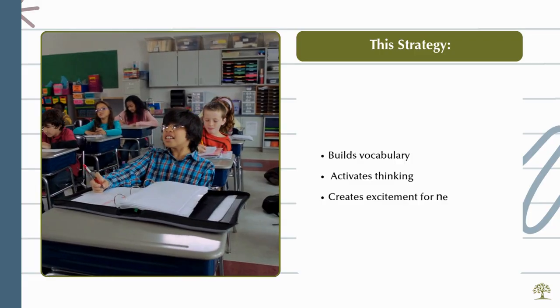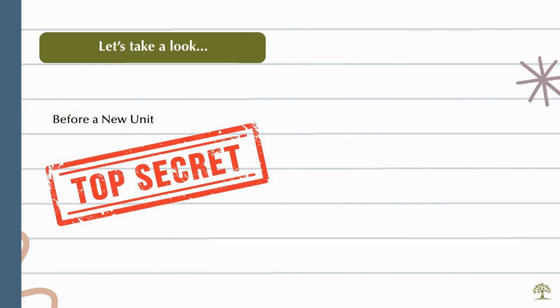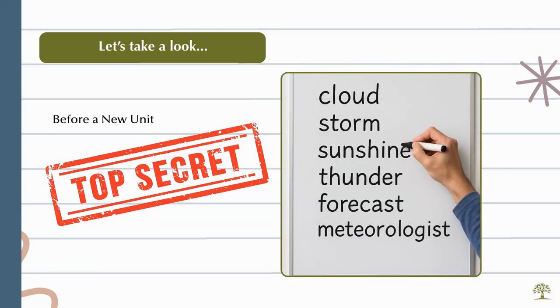So, what might this look like in the classroom? Let's take a look. Before introducing a new unit on weather, I might tell students that the new unit is top secret, and they will be working to try to figure out what it is. Then I would write keywords from the unit on the board, like cloud, storm, sunshine, thunder, forecast, and meteorologist.